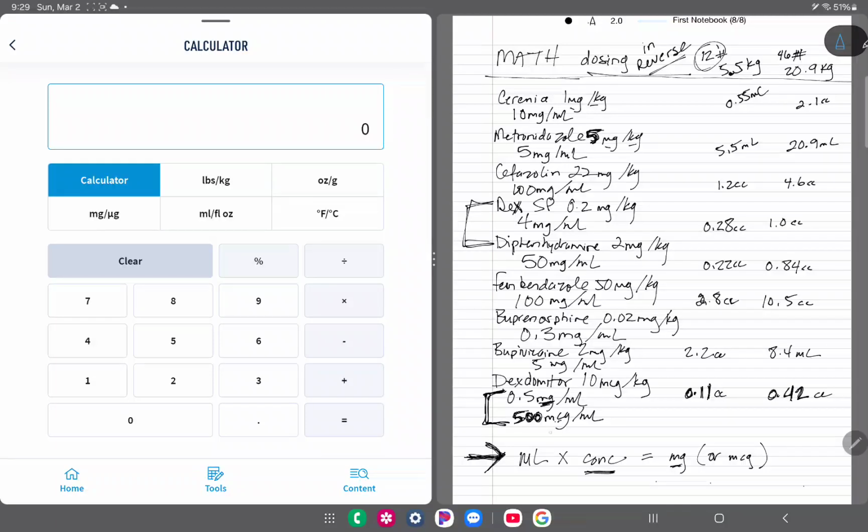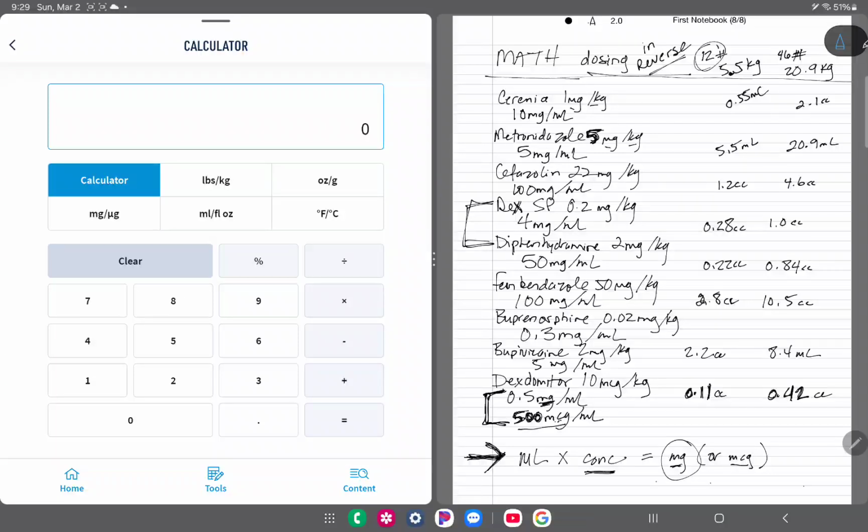Now, like I said, we do have occasions where we have micrograms, like with Dexdomitor. So sometimes it's mics. Usually we're going to get a mg dosing, especially if that's what was already on the bottle. And that's great. We're going to work with that.